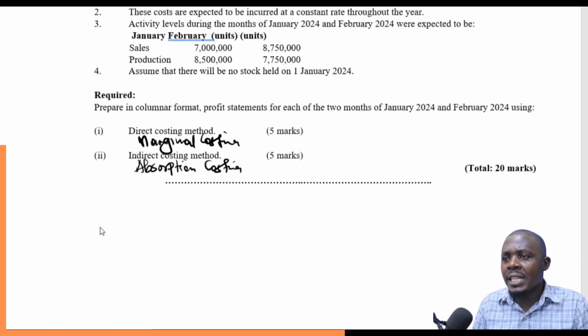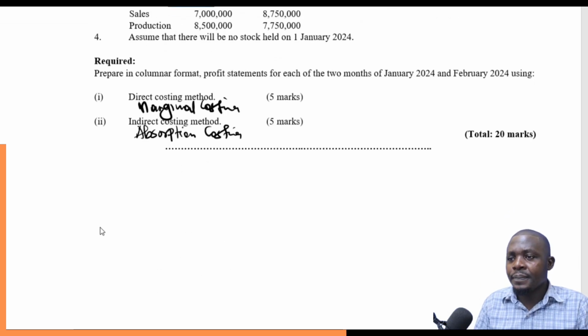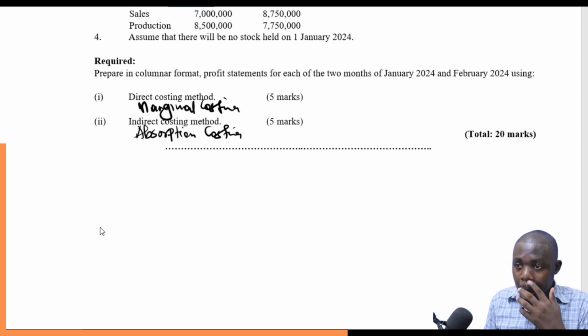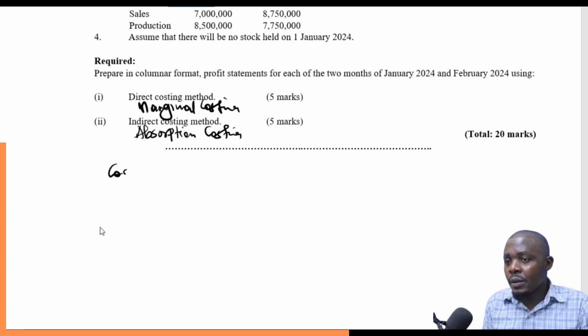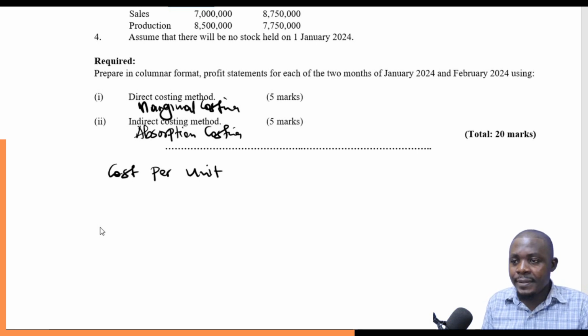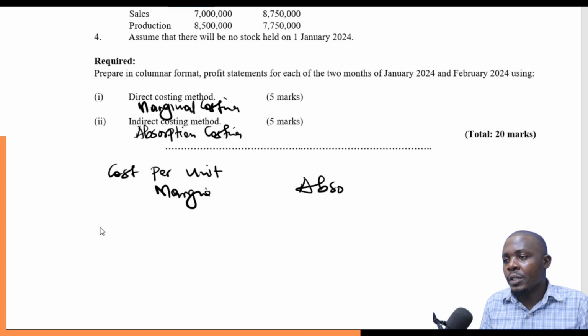Before I proceed, let's calculate the cost per unit. We have the direct material. I'm going to do for marginal or direct costing. Then I also do here the absorption, which is indirect.